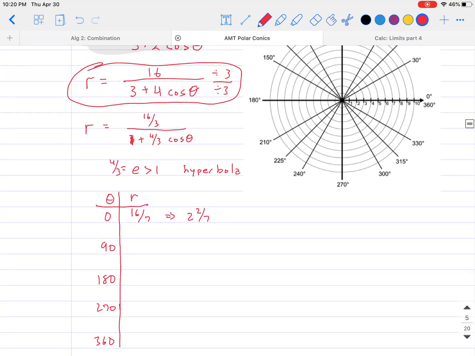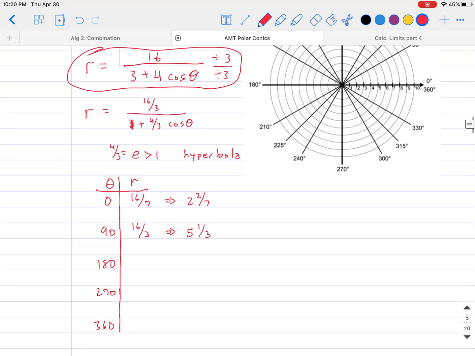Okay. Now we're going to plug in 90 degrees, which is going to give us 16 over 3. So whatever that comes out to be, that's like 5 and 1/3. I will keep going. At 180 degrees, you are going to have 16 divided by 3 minus 4, so that's going to be negative 1, so that's going to be negative 16. So that's a big negative number, so we'll see how to deal with that. At 270, we get 16 divided by 3, and so again, that gives us 5 and 1/3. And finally, with 360, that should give us 16 over 7 once again, which is 2 and 2/7.